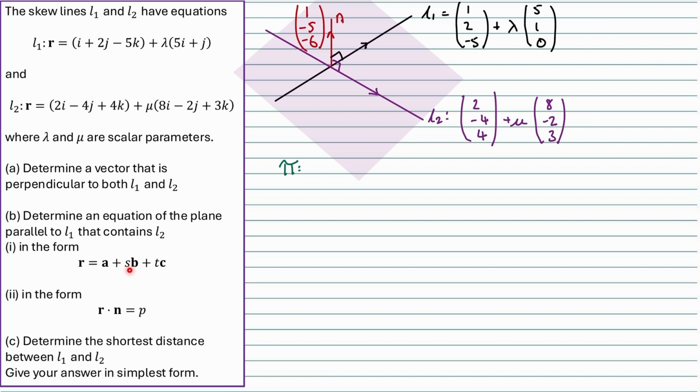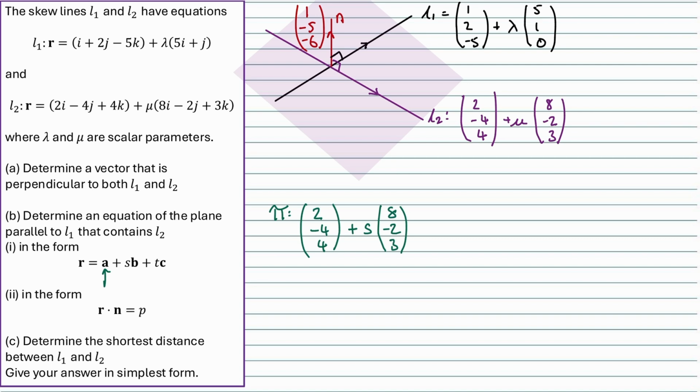To find the equation in parametric form, we need a position vector and two direction vectors. If the plane contains L2, and this is a point on L2, this will also be a point on the plane. So the position vector, this A term, would be (2, -4, 4). Then we'll have a multiple of a direction vector, and again, if L2 is on the plane, then this will be one of the direction vectors. So we'll have s multiplied by (8, -2, 3).